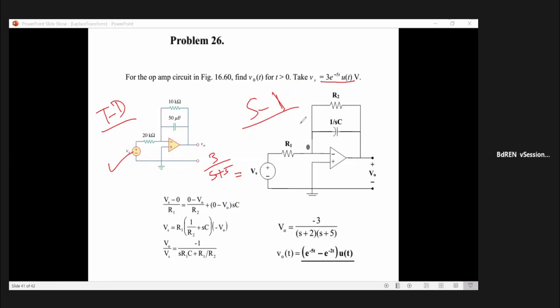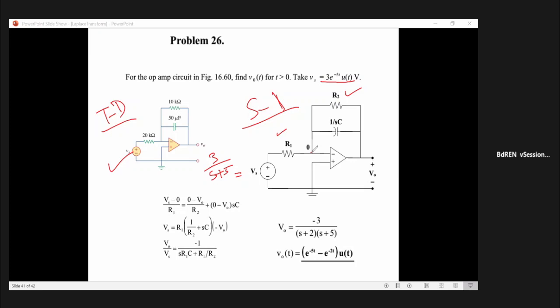Now your R remains unchanged. Your capacitor is replaced by 1 by sC. You can put the value of R and C to write the equations. Then after having your network transferred into the Laplace domain, you can apply Kirchhoff's voltage law.